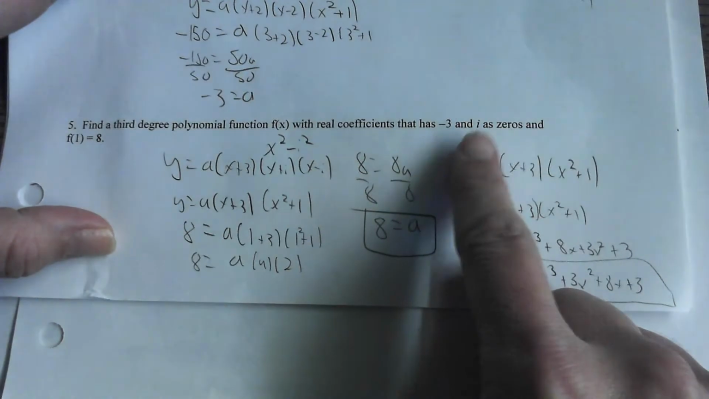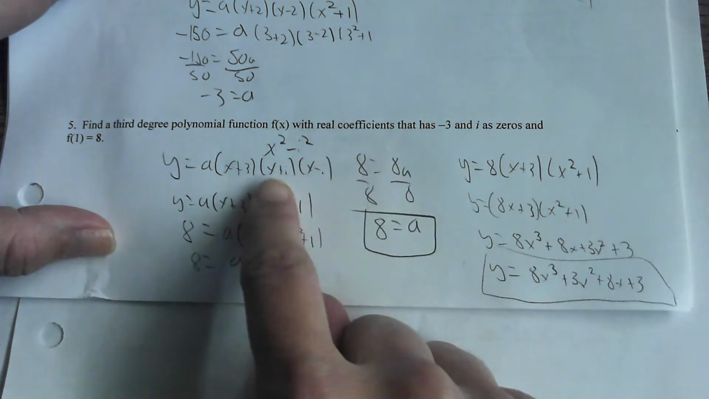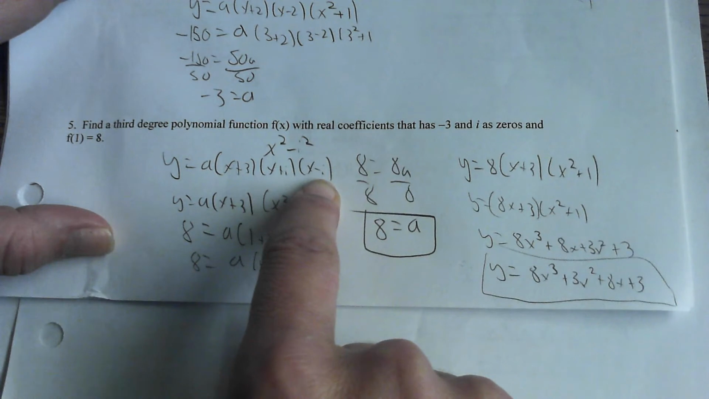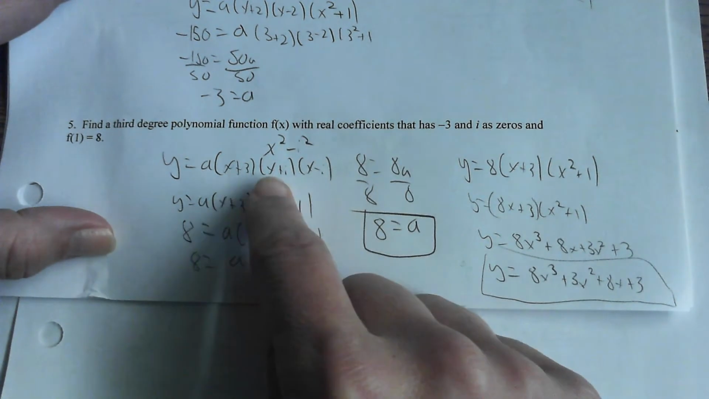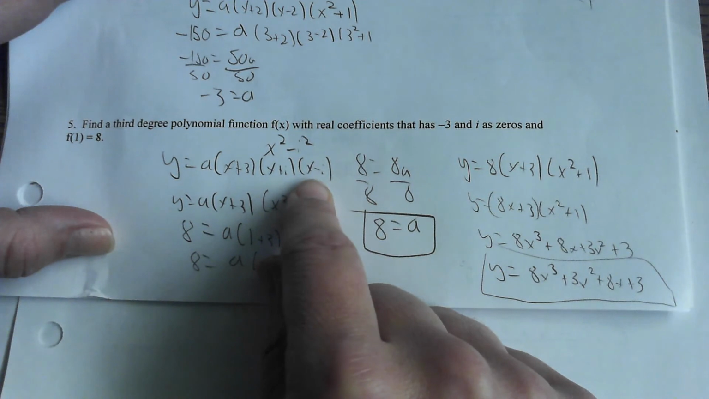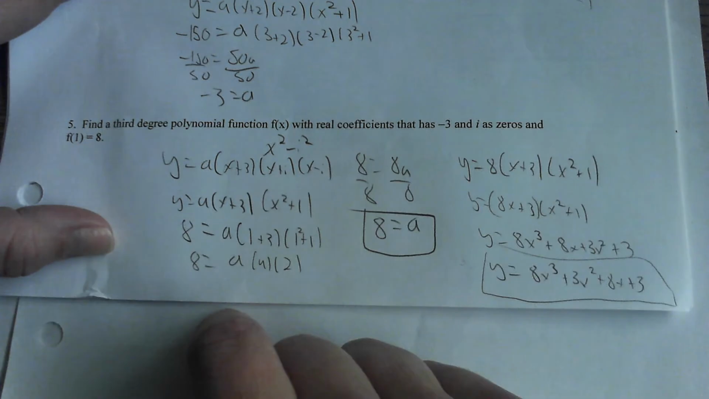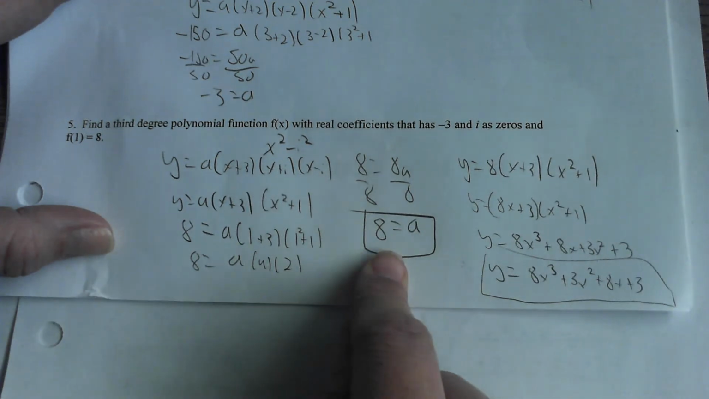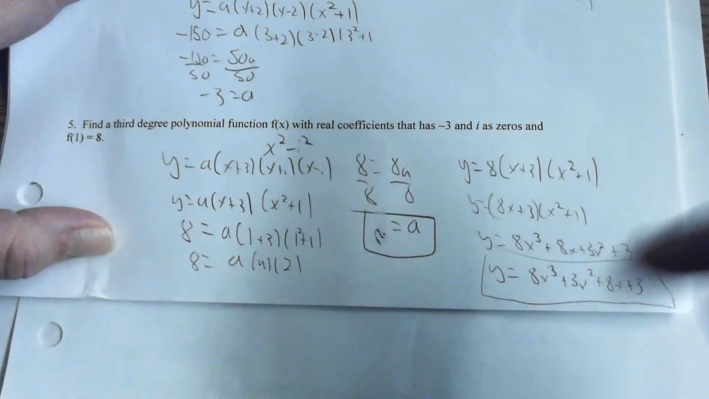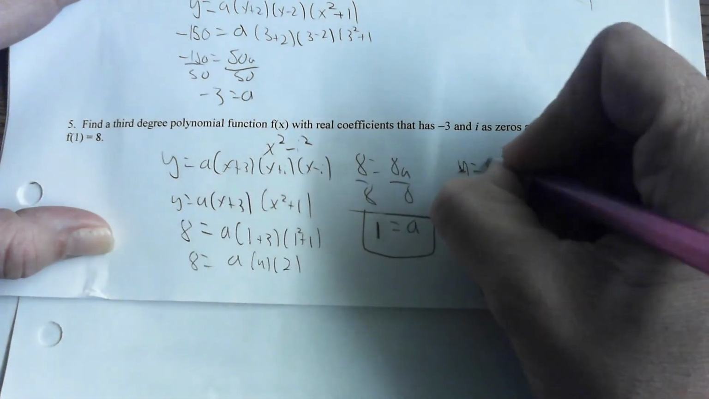This person had a root at -3, so they made x plus 3. They had a root at i, so they did x minus i, and because of the conjugate, they did x plus i. Then they multiplied those out. They just didn't, 8 divided by 8 is 1. Oh, I hate when that happens. So that should have been a 1. That should have been a 1.